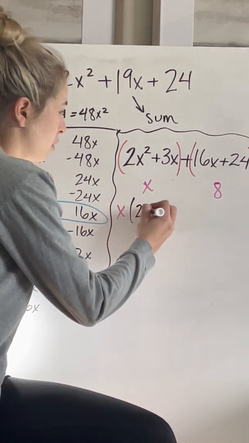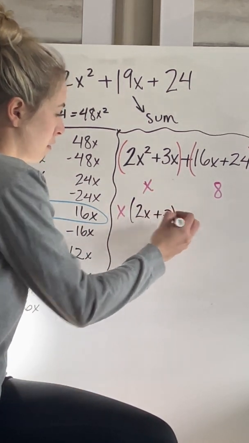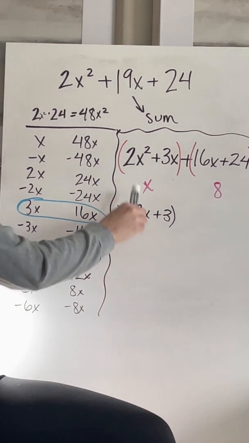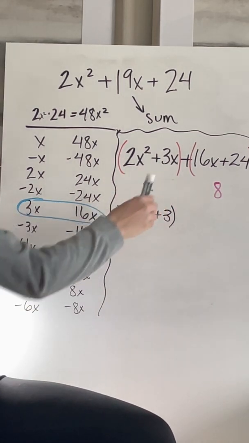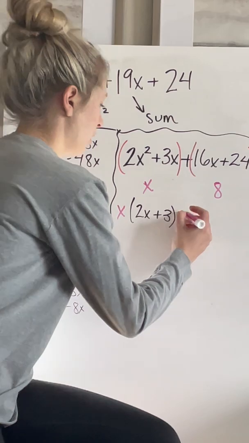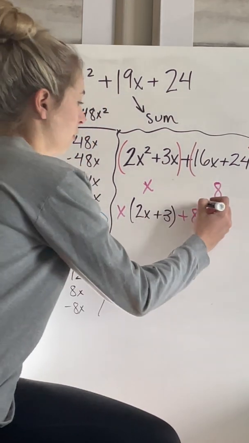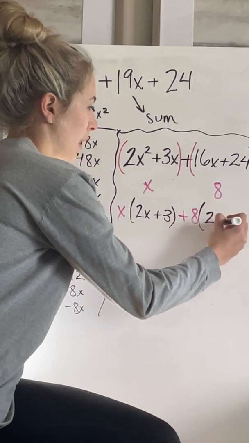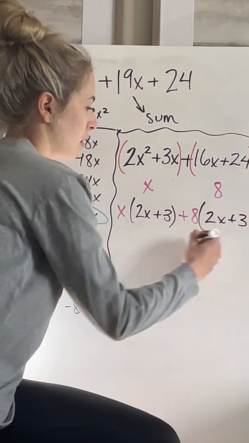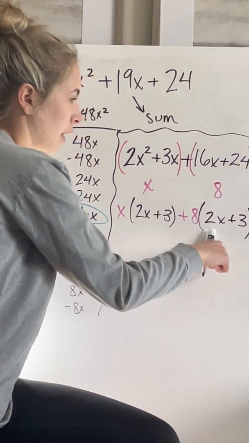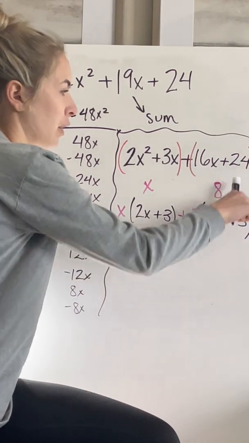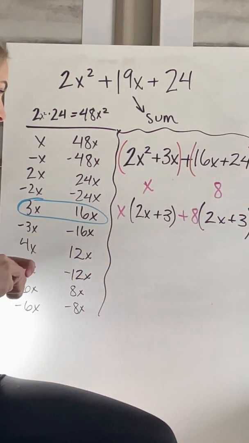What do we get? x times 2x plus 3, right? Multiply, you get 2x squared. Multiply, you get 3x. Our other GCF is a positive 8. What are we left with? We are left with 2x plus 3. Multiply these together, you get 16x, multiply together, you get positive 24.